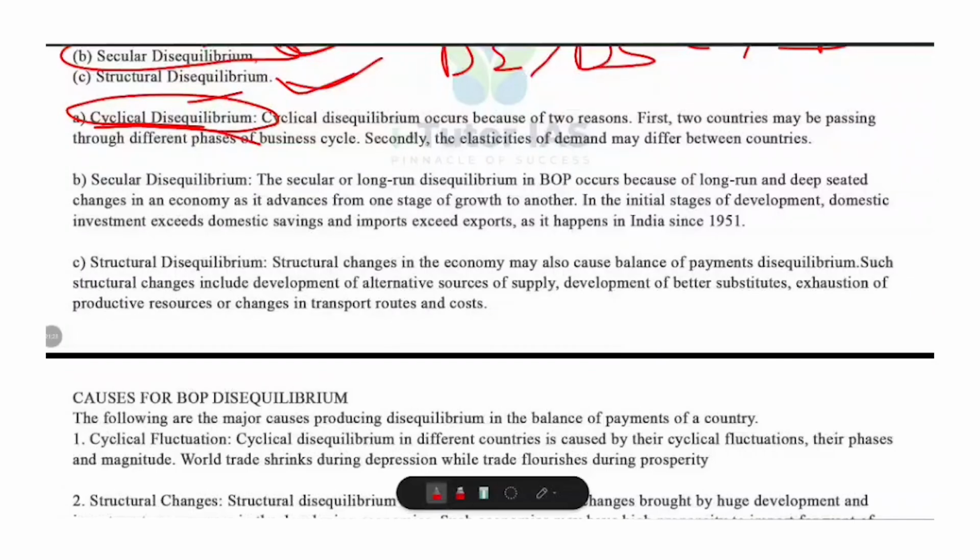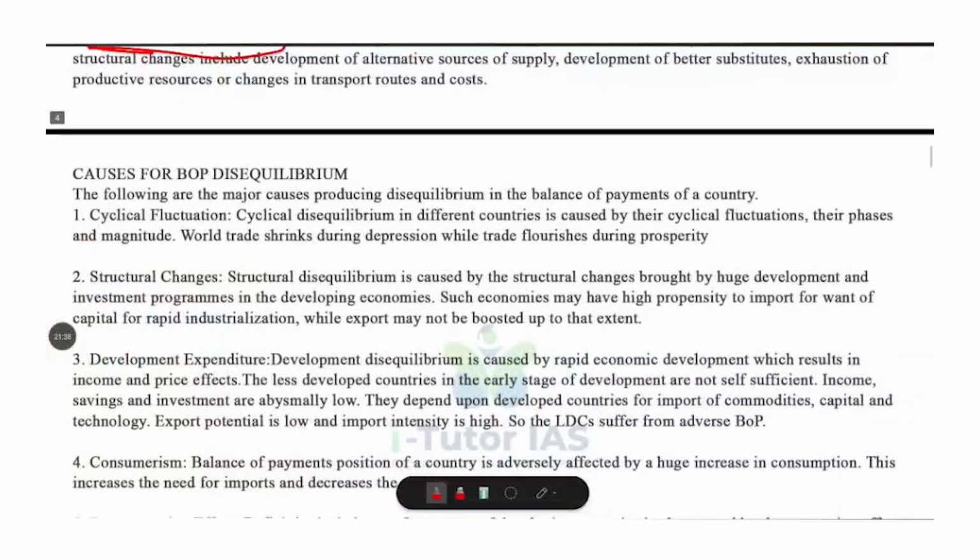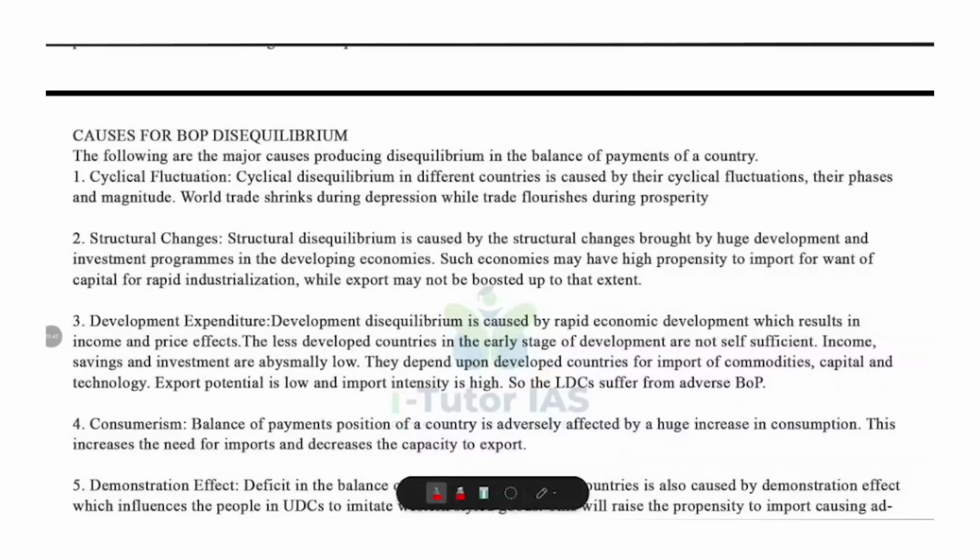Then structural disequilibrium. This happens due to long-term changes in an economy caused by rapid industrialization and also large-scale investment programs. These developing countries often import more capital goods than they export because their domestic production cannot meet industrial needs. For example, India importing machinery for infrastructure while exports grow slowly, and it leads to BOP deficit.